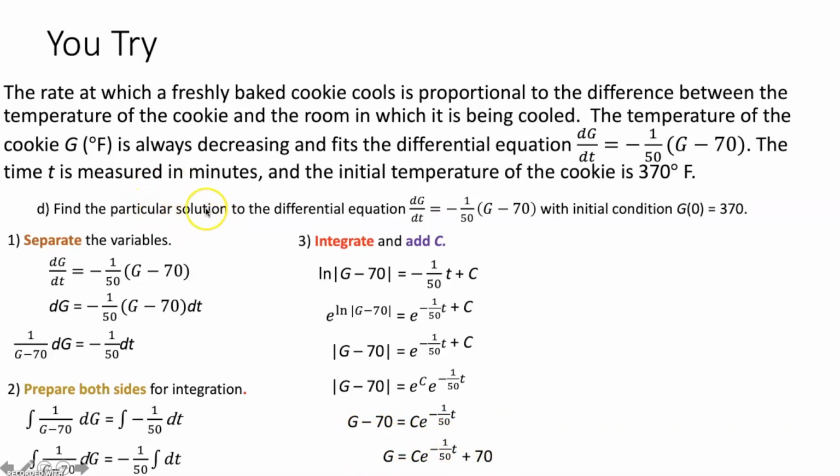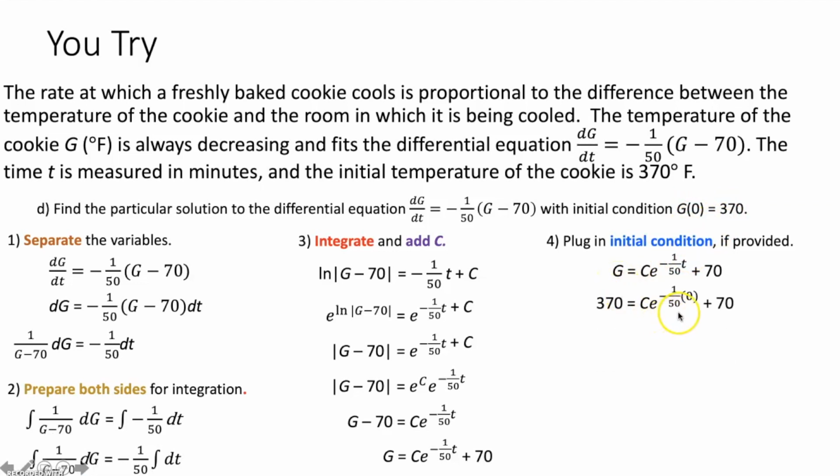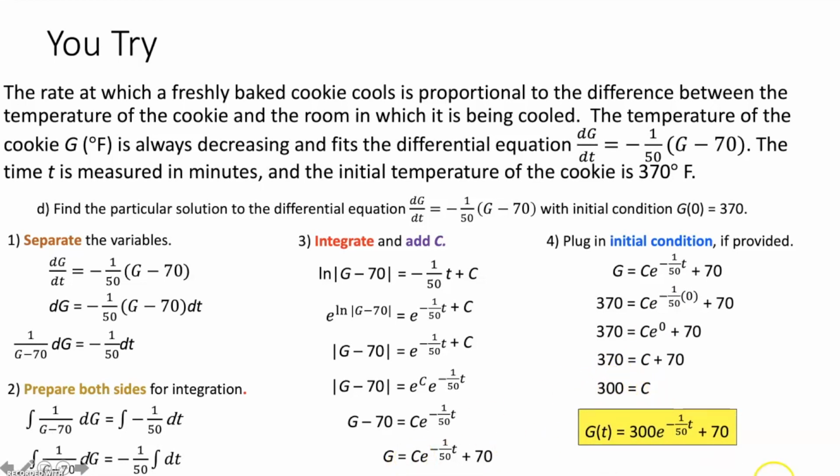But we want the particular solution. So what we're going to do is take our initial condition that they gave us, which is (0, 370). We're going to take 0 and plug that in for t, and take 370 and plug that in for g. We then solve for C. So 0 times -1/50 is just 0. e to the 0 is going to be 1. 1 times C is C. We then subtract 70 on both sides. We get C is equal to 300. So we take that 300, plug it in for C in our general solution to get our particular solution. And we're done.